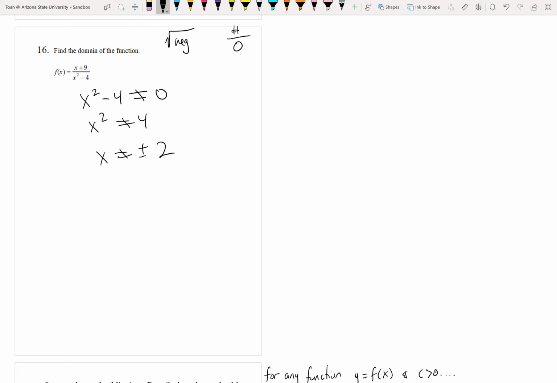And it's plus or minus because we're solving. So there you go. That's the domain. X cannot be positive 2 or negative 2. But in my class, I want interval notation.